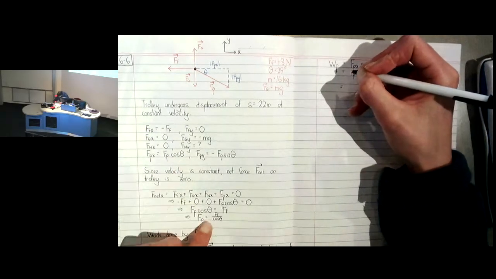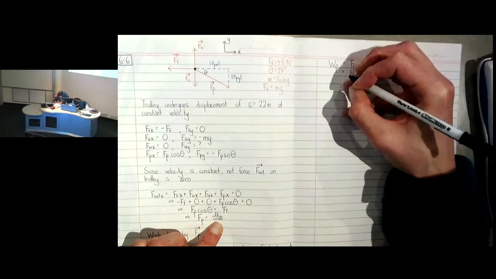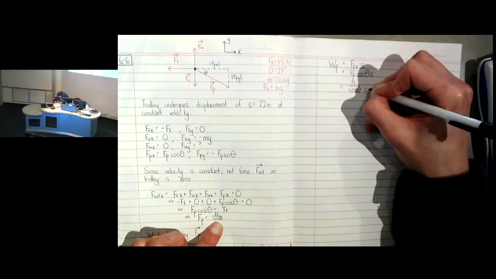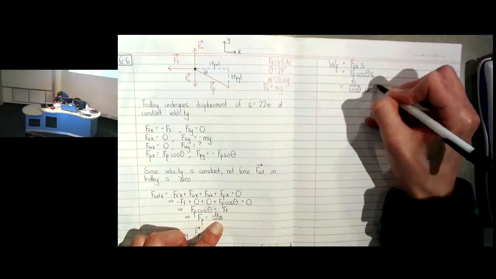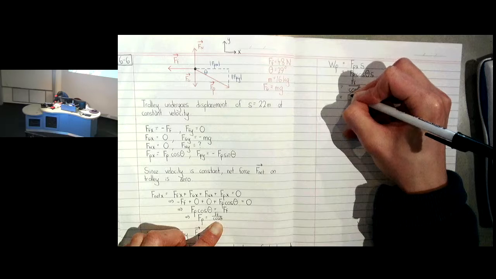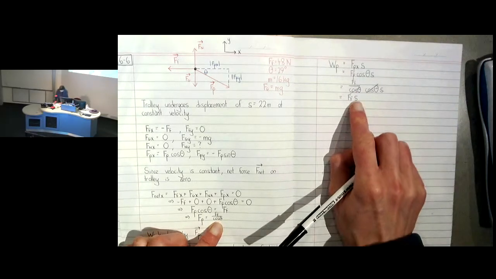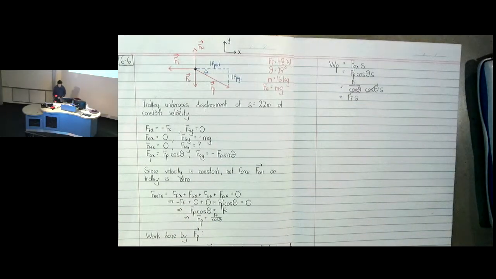But this pushing force we figured out was just equal to the magnitude of the friction force divided by cos theta, and then we just need to multiply by cos theta and multiply by s. We multiply by cos theta and divide by cos theta, and so we find that the work being done by the pushing force is just equal to the magnitude of the frictional force times the displacement through which the trolley moved.